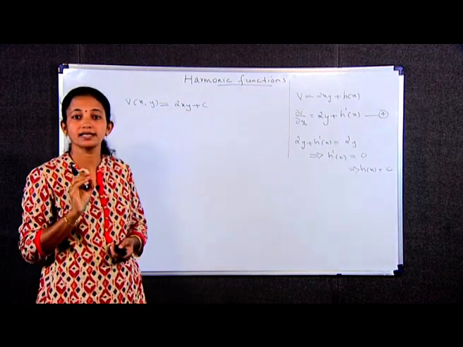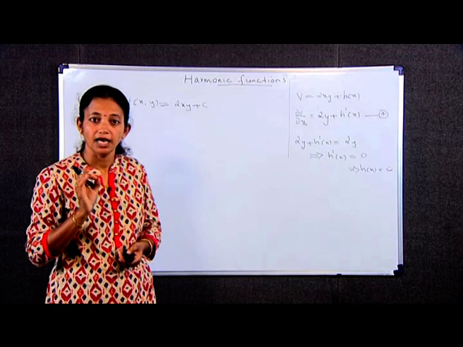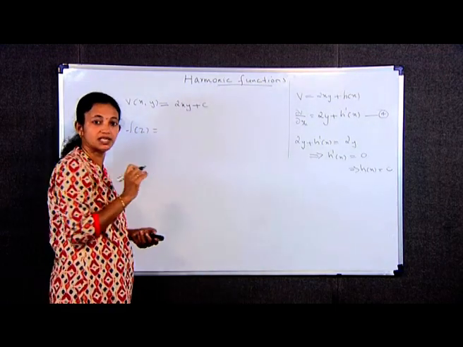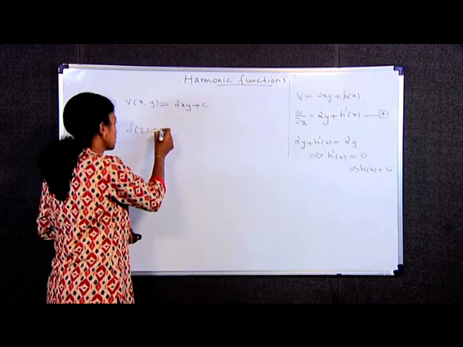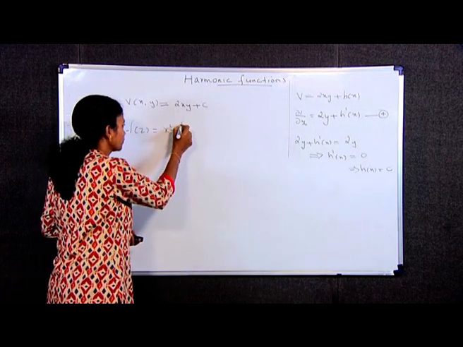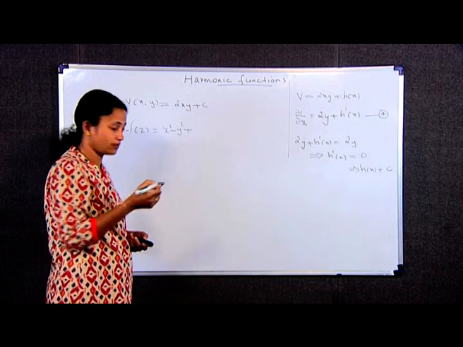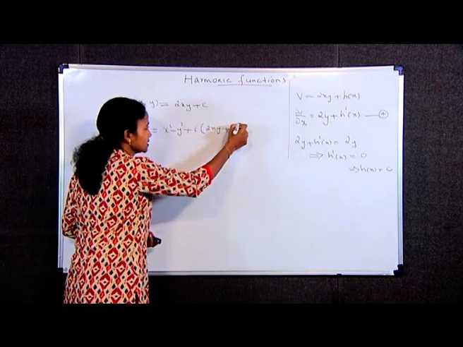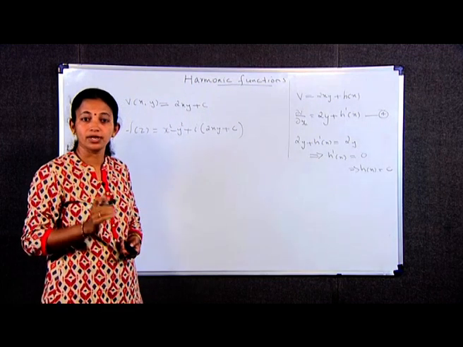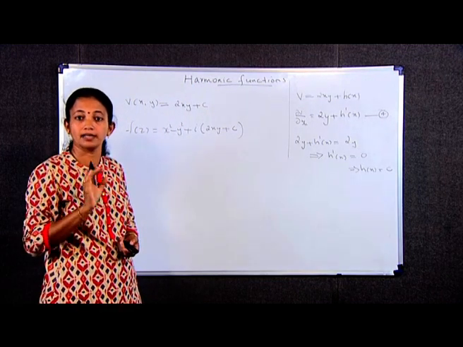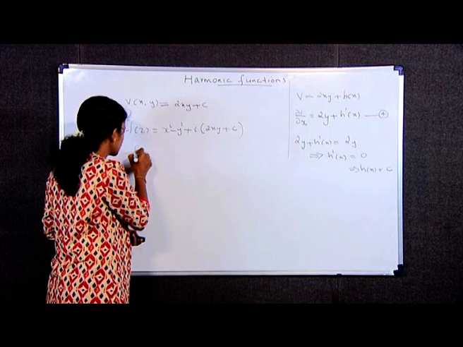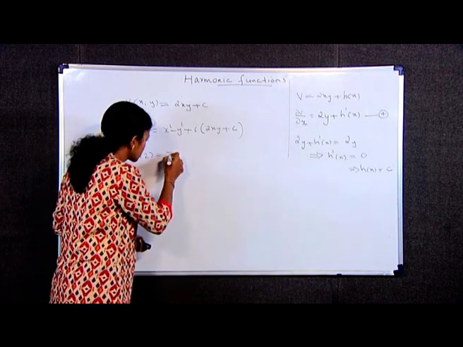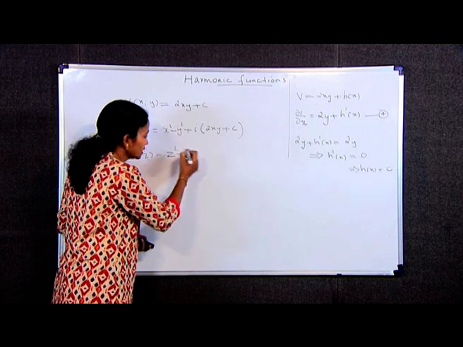The associated analytic function is f(z) is equal to x square minus y square plus i into (2xy plus c). Putting z is equal to x plus iy, the above gives f(z) is equal to z square plus ic.